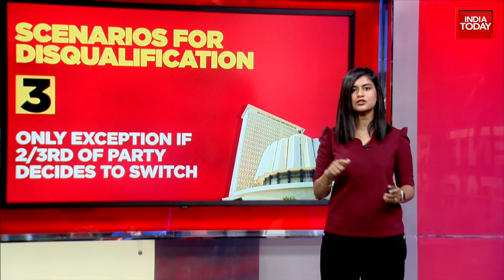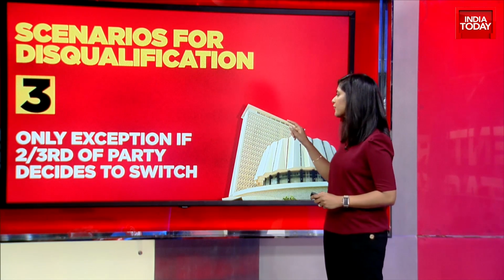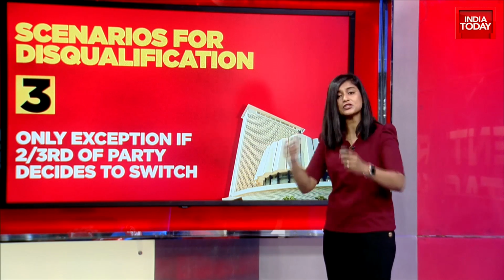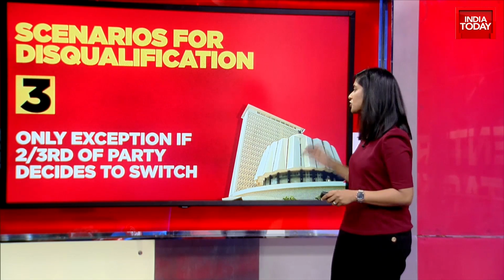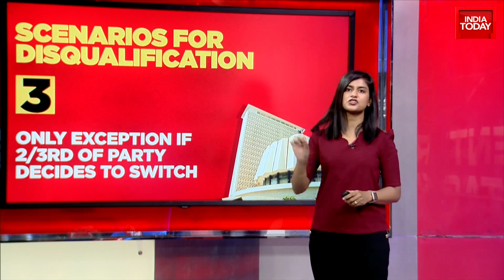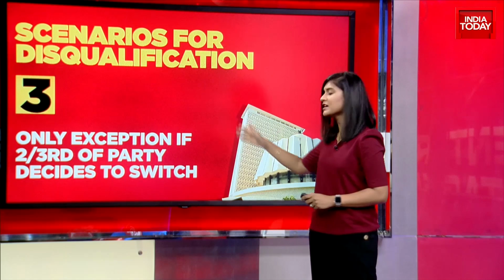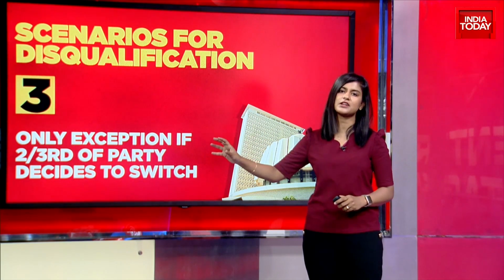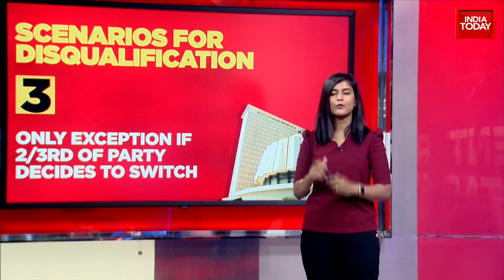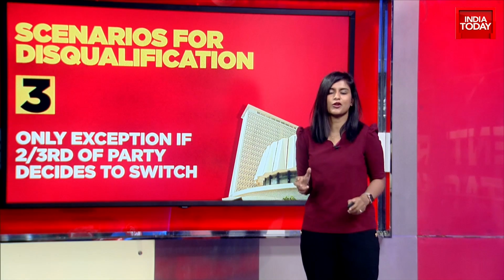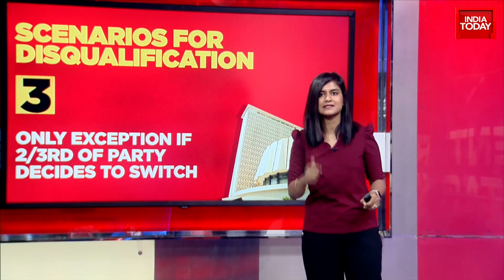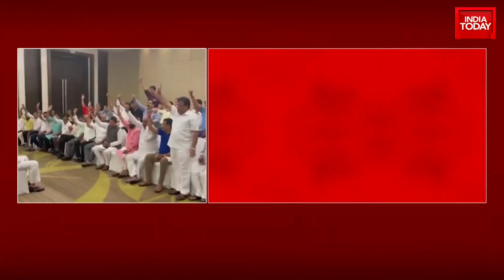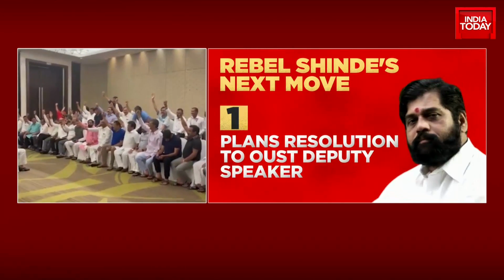Now, the exception to this rule is that if two-thirds of the party decides to switch, like in the case of Eknath Shinde, they could save themselves from disqualification. That's why we kept saying that Eknath Shinde needed the number of 37. He's reached it. So he's effectively got two-thirds of the party's strength in the House with him, in which case he saves himself from disqualification, which is why it's interesting to see what the Deputy Speaker will do next. So the exception is two-thirds of the party's strength choosing to switch, choosing to rebel.